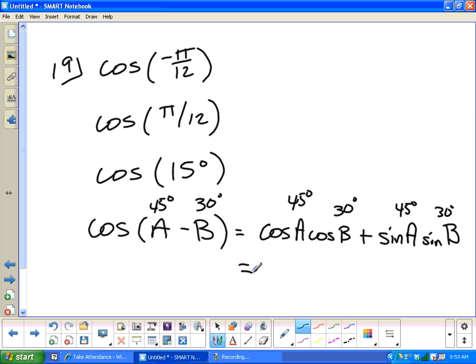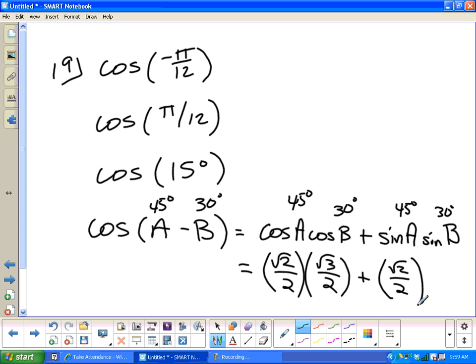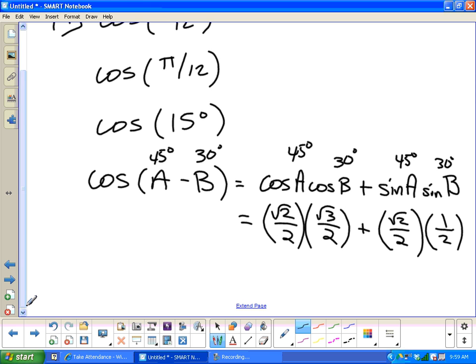All right, cosine of 45 is square root of 2 over 2. Cosine of 30 is square root of 3 over 2. Sine of 45, and then sine of 30 is a half. Y'all check me on all those. Okay, so now that's going to give me square root of 6 over 4 plus square root of 2 over 4. Can we shortcut that now and just say square root of 6 plus square root of 2 over 4?